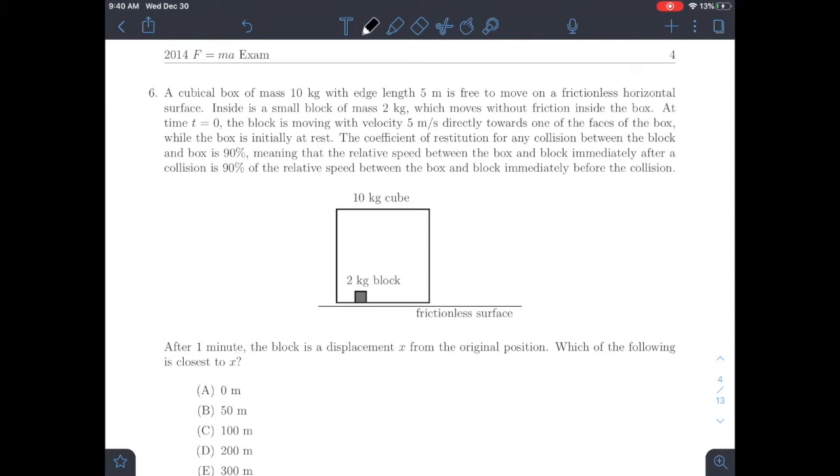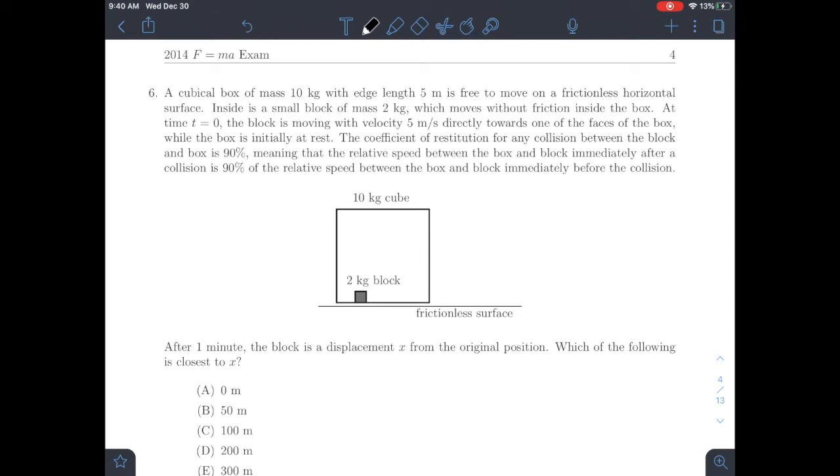The coefficient of restitution for any collision between the block and the box is 90%, meaning the relative speed between the box and the block immediately after the collision is 90% of the relative speed between the box and the block immediately before the collision. After 1 minute, the block's displacement from the original position is x. Which of the following is closest to x? This is actually pretty complicated looking.